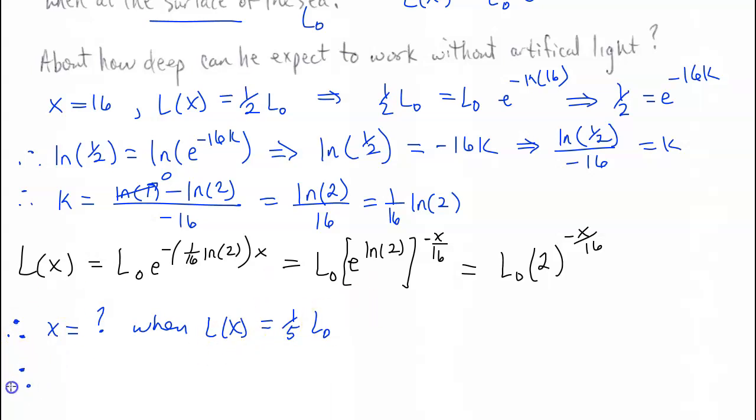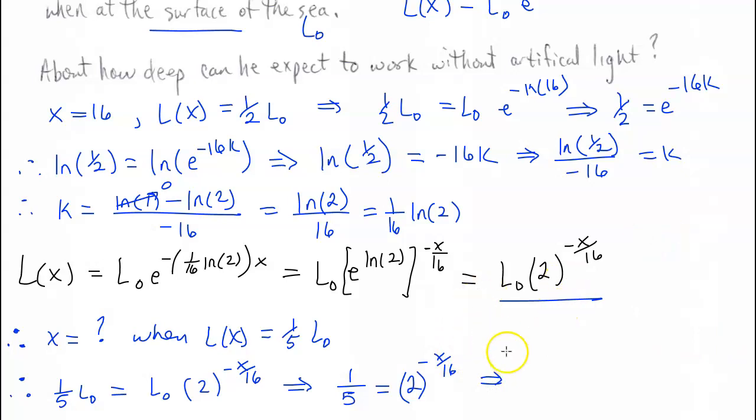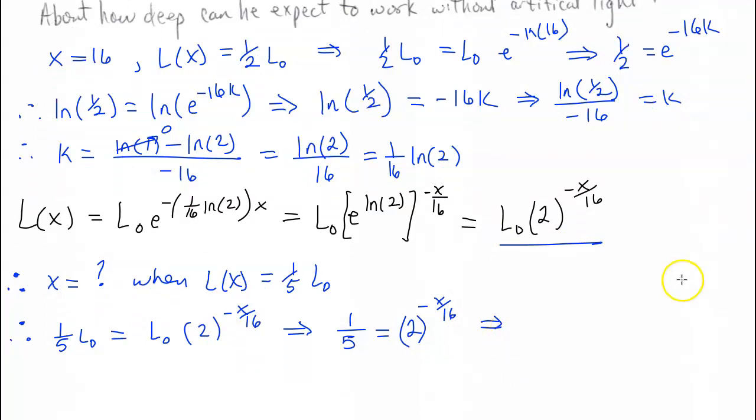That takes our equation again, which is this now. We set L of x equal to 1/5 L naught, which equals L naught times 2 raised to the minus x over 16. If we divide both sides by L naught, we have 1/5 equal to 2 raised to the minus x over 16. From here, it depends on how you want to do this. Since my exponent has a base of 2, I'm going to use log base 2 of both sides.